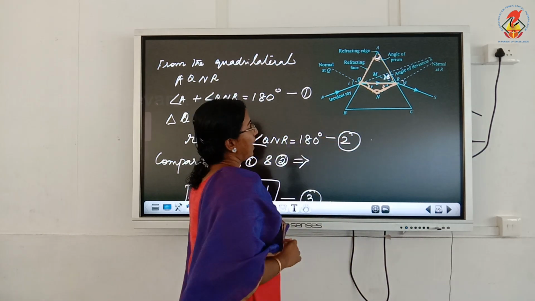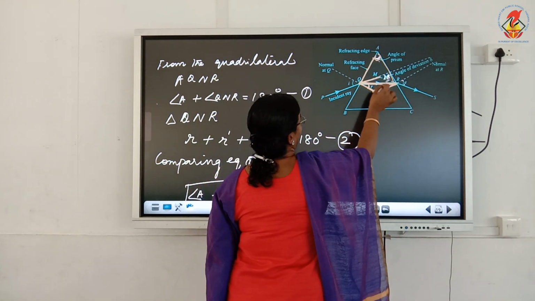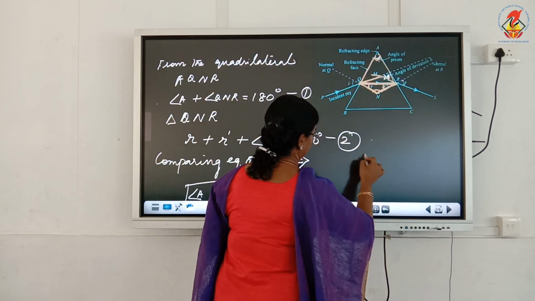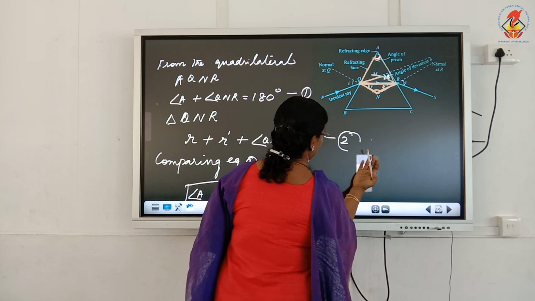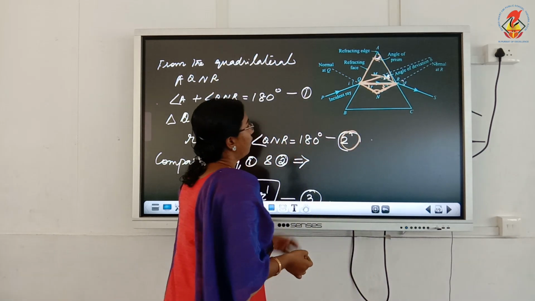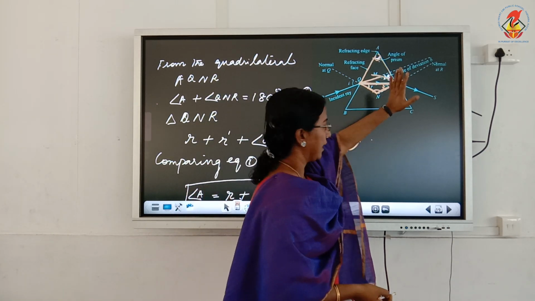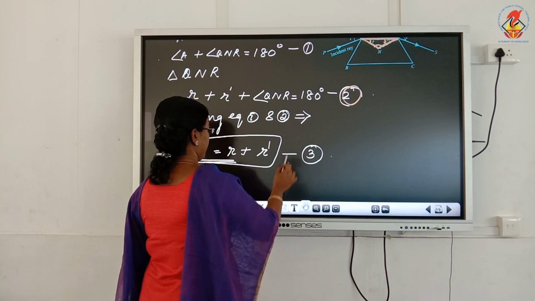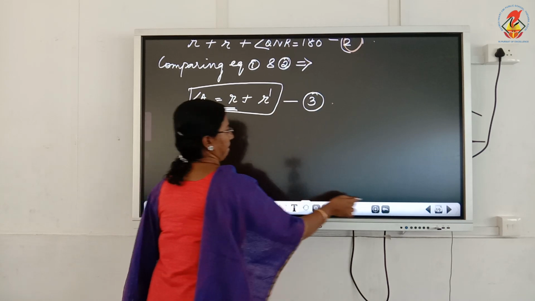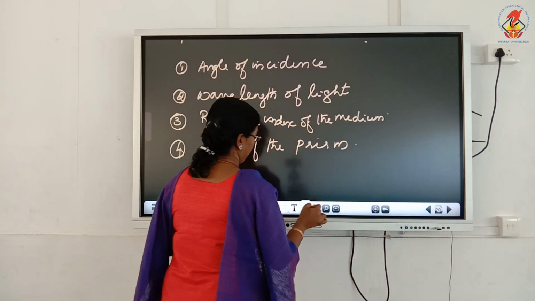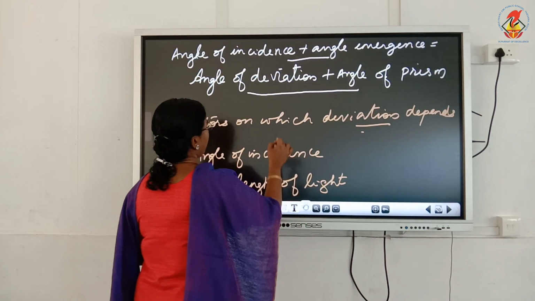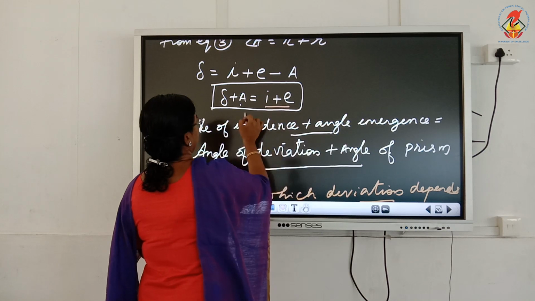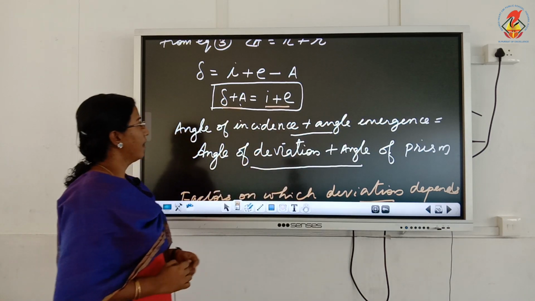And also from the triangle MQR we got exterior angle is equal to sum of opposite interior angles, and we converted that particular equation in terms of I, R, R dash and E, and we got the final equation as sum of angle of incidence and angle of emergence is equal to angle of a prism plus angle of deviation.